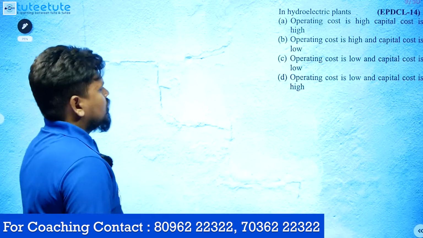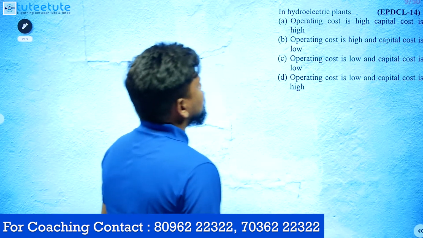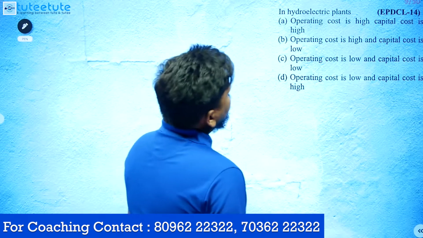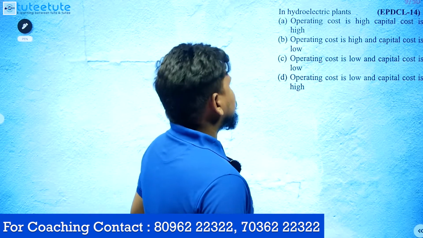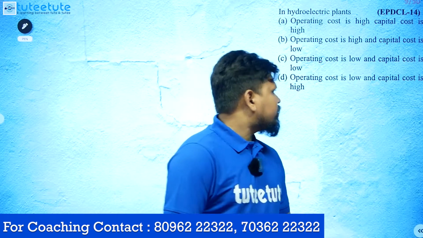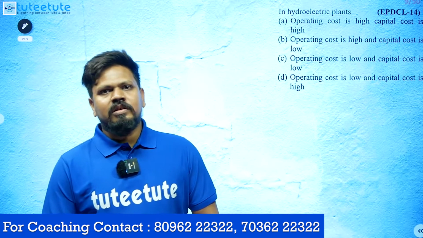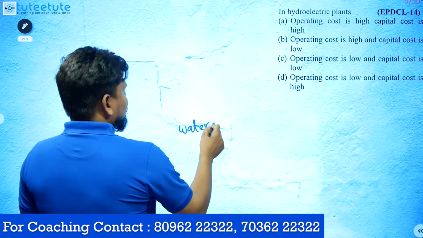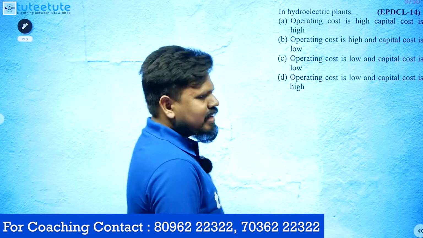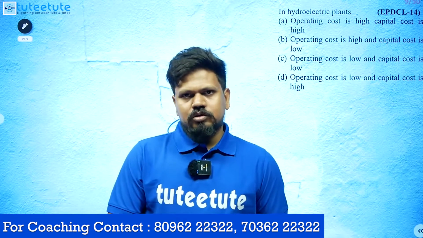Next, in hydroelectric plants: operating cost is high, capital cost is high; operating cost is high, capital cost is low; operating cost is low, capital cost is low; operating cost is low and capital cost is high. What is the input for a hydroelectric power station? The input is nothing but water. So is water costly or not costly? We get this water from the rivers, so we are not spending much on those things.